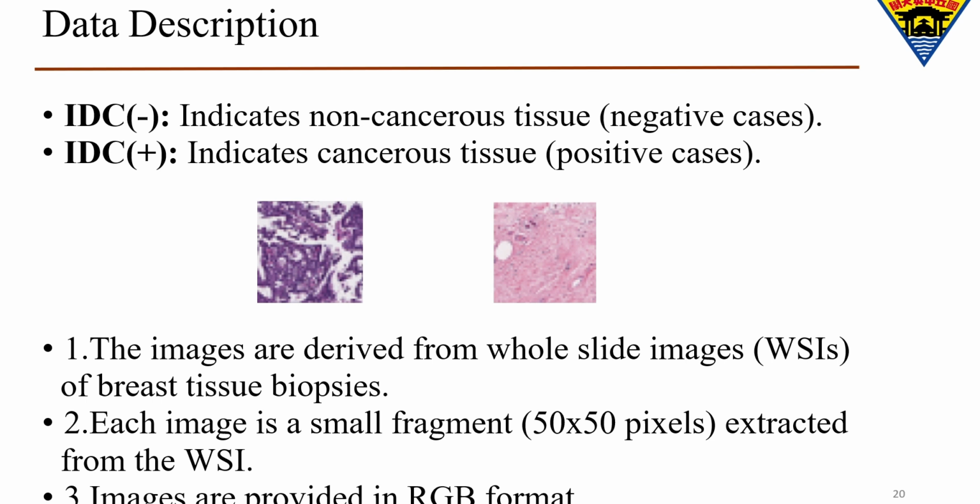Here's the experiment part. In the experiment part, here's the data preprocessing, just like we said. First we have 2 classes, the negative and the positive. Then we cut the images into small patches of 50 by 50 and provide them in RGB form.